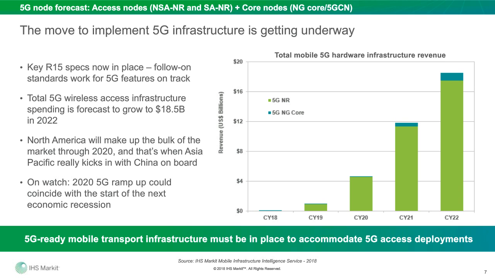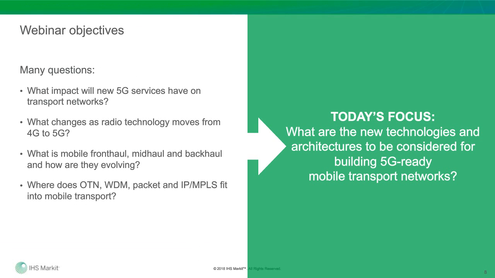So we come to the objectives for our webinar today. There's a lot of questions around mobile transport for 5G. So, what is the impact of these new services, new radio technologies on the underlying transport network? We've heard a lot about fronthaul, midhaul, backhaul. What are these? What are the architectures? What are the options? And of course, we want to know what is going to be the role for optical transport. Where will OTN, WDM, packet, and even IP/MPLS fit in as we move forward building 5G-ready networks.